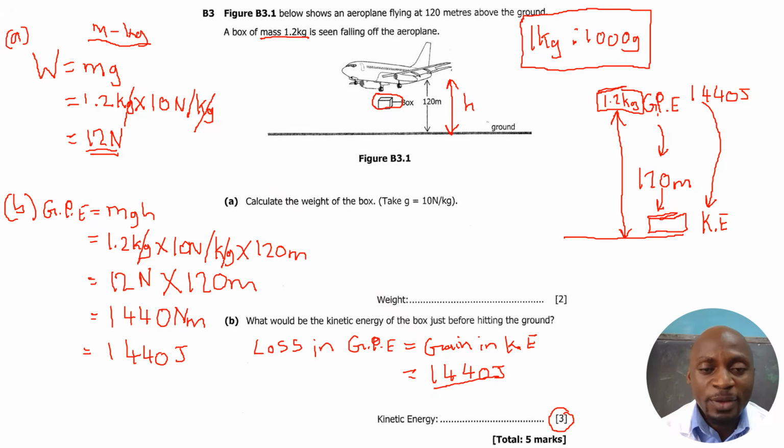So what do we need to take home? Remember, for us to calculate the weight, our mass should always be in kgs. If you are given mass in grams, you can use this relationship: 1 kg is equivalent to 1000 grams. And for B, when you're asked to calculate the kinetic energy of an object just before it hits the ground, just know that loss in gravitational potential energy is equal to gain in kinetic energy just before hitting the ground.